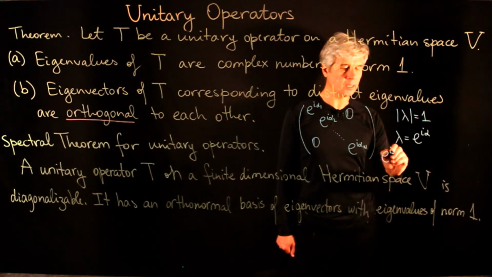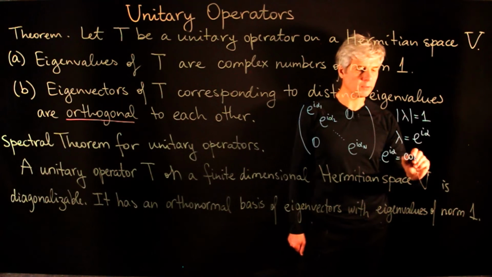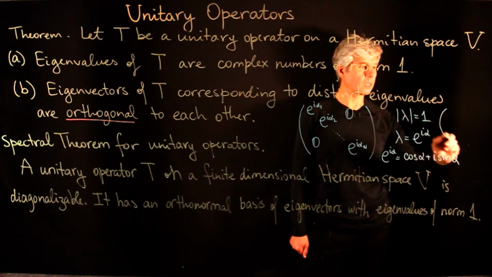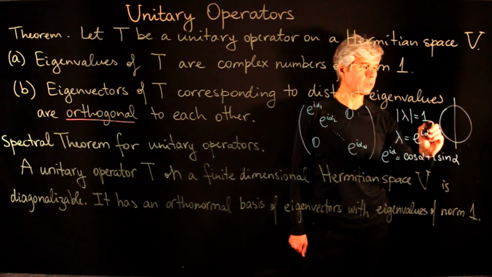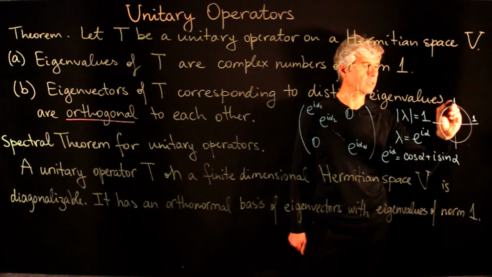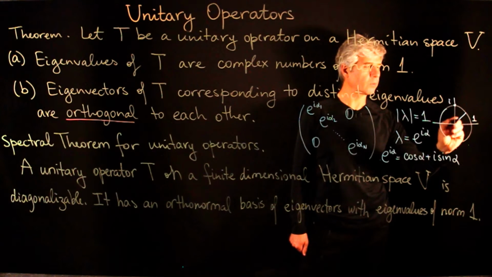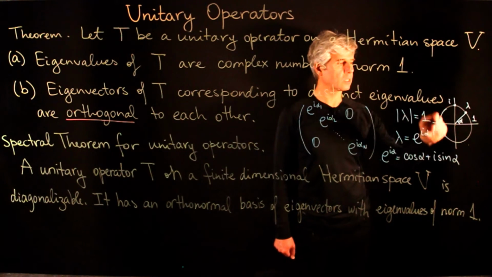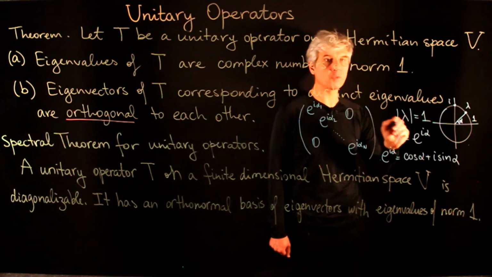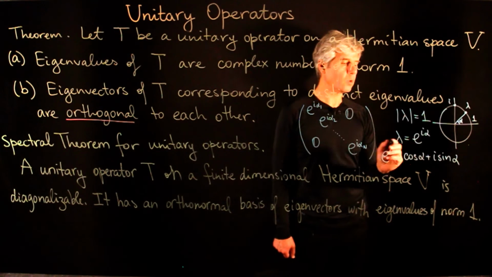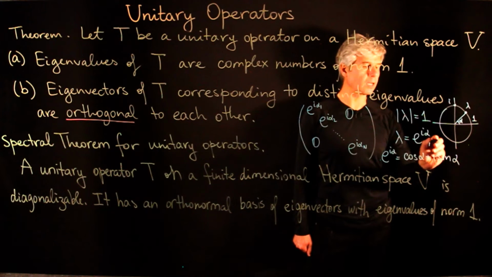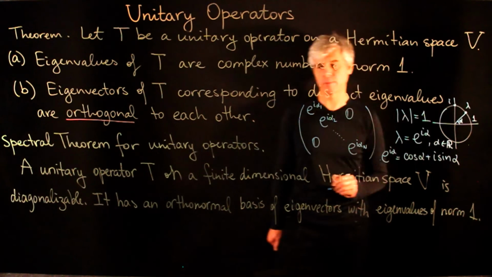So e to the i alpha by Euler's formula is cos alpha plus i sine alpha. Right? So if we take a unit circle in the complex plane, and we take lambda that sits at the angle alpha here, so this is the description of complex numbers with norm 1, then these complex numbers can be written as exponentials e to the i alpha, where alpha here is just a real number.